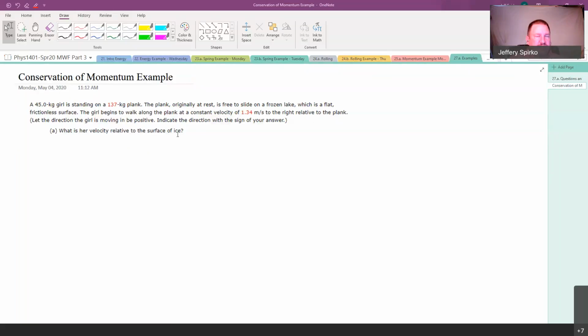So conservation of momentum doesn't just apply to collisions where two objects come together. It also applies where one object splits into two separate objects and becomes two objects with different velocities. So initially, we're going to have this plank with a person on it.